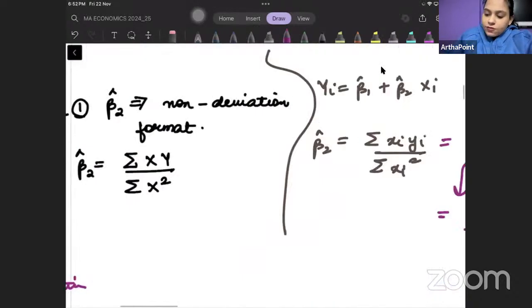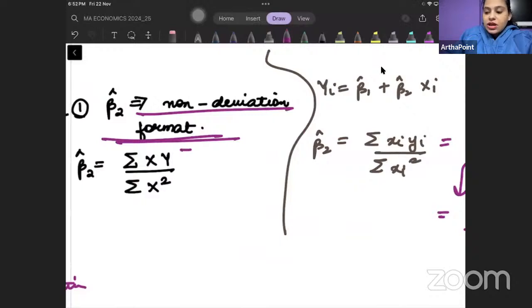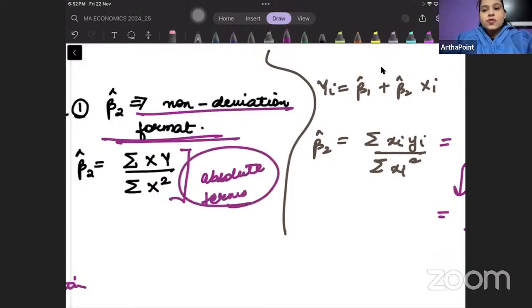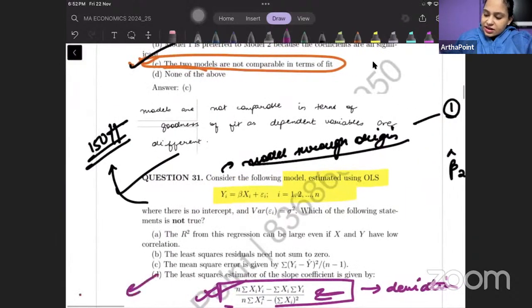But in case of passing through the origin, it is in the absolute format. It is in the absolute terms. So when it passes through the origin, it is in the absolute terms. From this, don't we know that at least the last option is incorrect because it is not in the absolute terms? So we know that option D definitely is incorrect. It is not true because it has to be in the absolute terms.